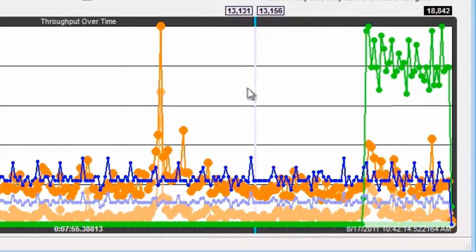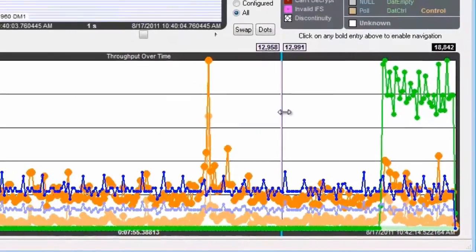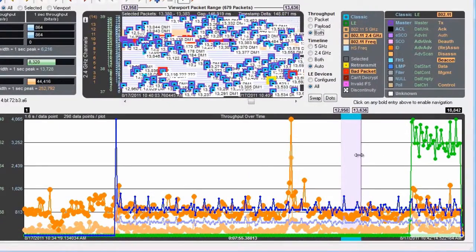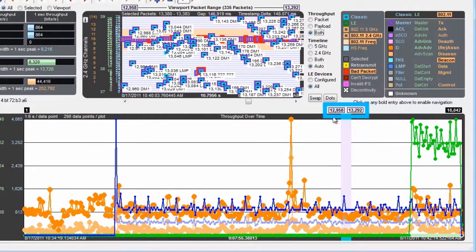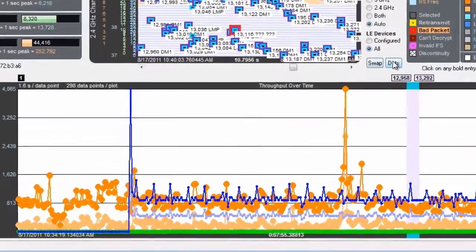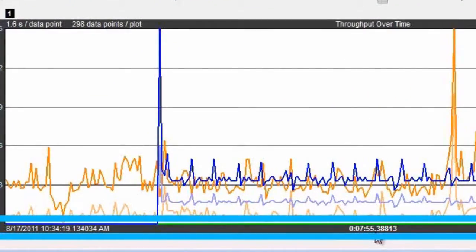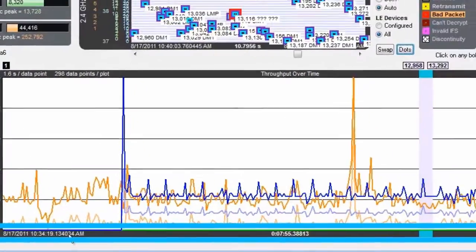The viewport defines the time range used by the timeline. The packet range that it covers is shown above it. These are the same packet numbers that are shown above the timeline. The packet numbers for the entire capture are also shown. And in the footer, we see the total duration of the capture and the beginning and ending timestamps.